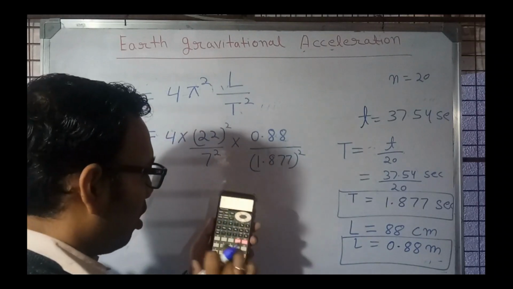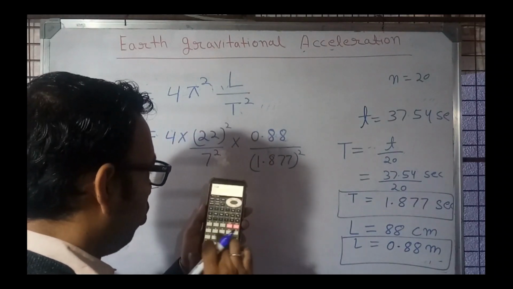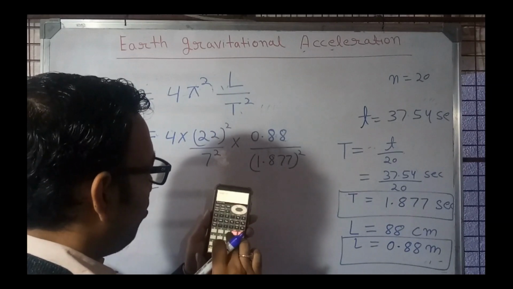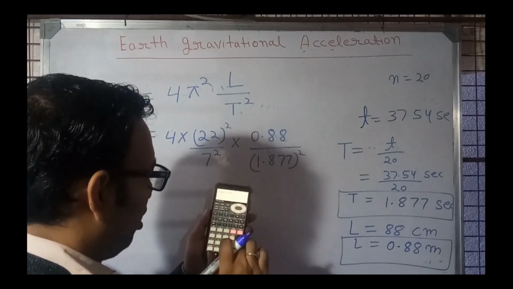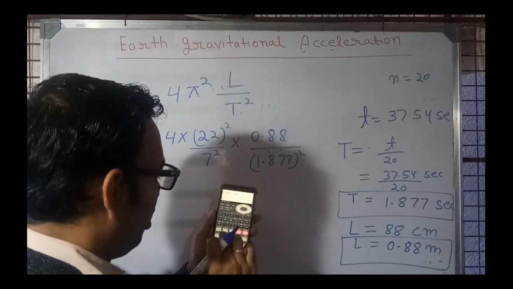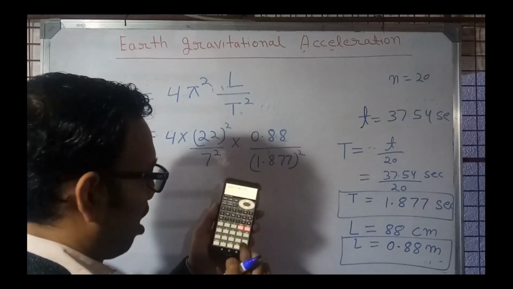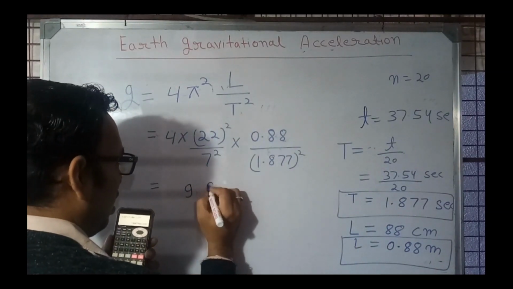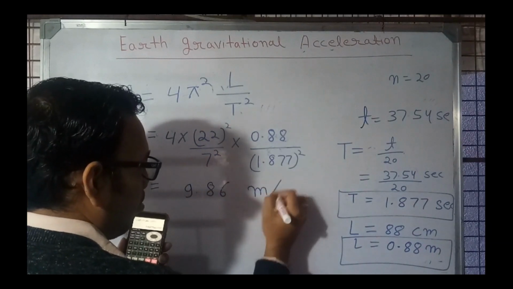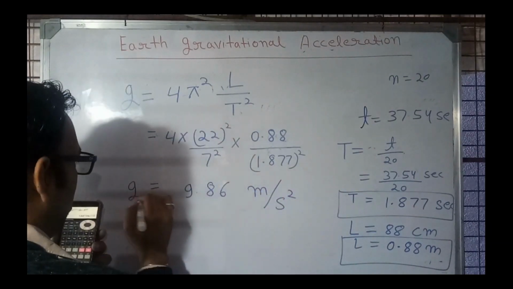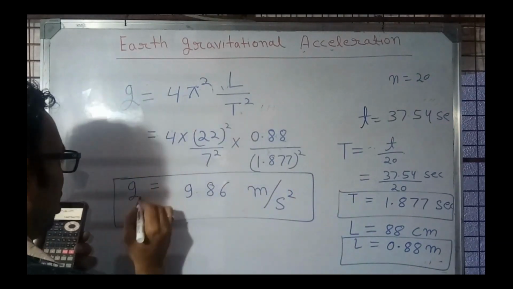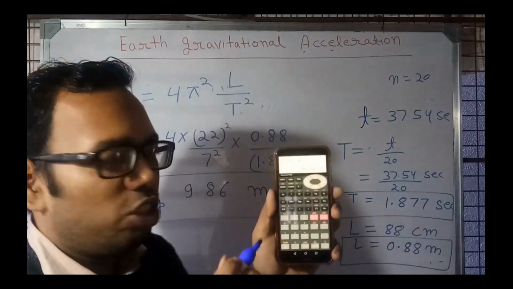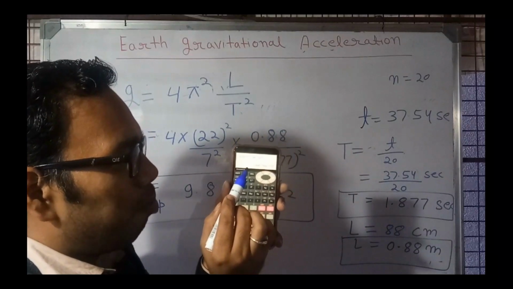So this value we will calculate in the calculator: 4 multiplied by 22 square divided by 7 square multiplied by 0.88 divided by 1.877 whole square. The value is coming 9.86 meter per second square. So from the experiment we got the value of g, you can see here, as 9.86.